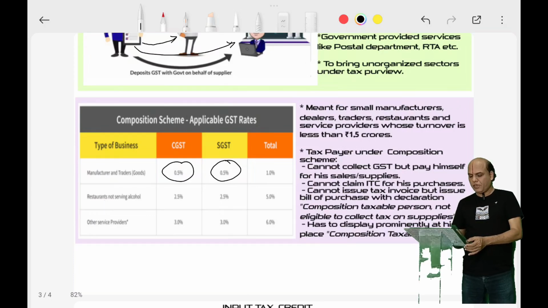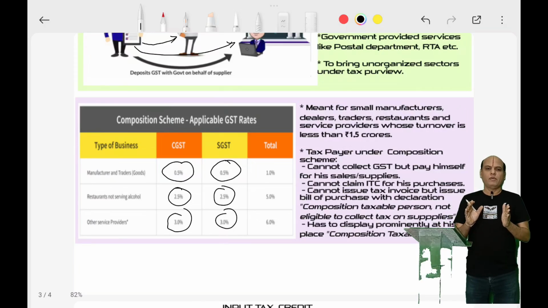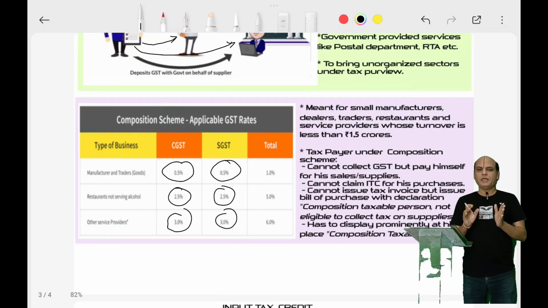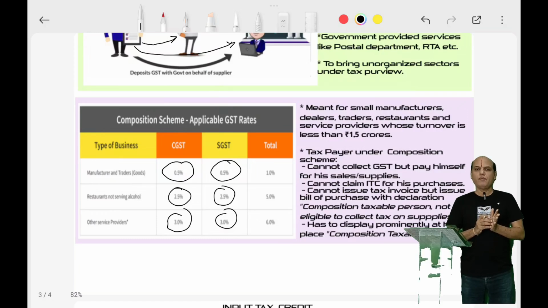So the restaurants who provide food to the general public, they pay about 2.5% as CGST and 2.5% as SGST. So other service providers, they pay 3% as CGST and another 3% as SGST. So this composition scheme is to facilitate and benefit petty traders, petty manufacturers, restaurant owners, and other small businesses whose annual turnover is below 1.5 crore.